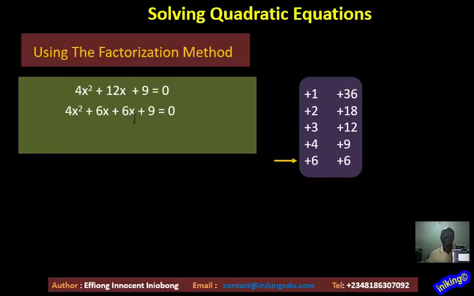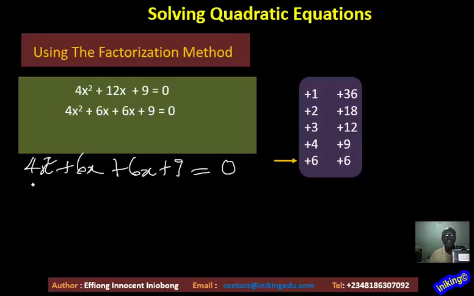So here we have what? Plus 6x plus 6x replacing what? Plus 12x. And we can then move from this. Since we have 4x squared plus 6x plus 6x plus 9 equal to 0, we factorize. Between 4x squared and 6x, what is common? Of course, you can see that x is common, yes. But what about between 4 and 6? Oh, 2 is common. Be careful there. So 2x is common. I take it out and I open the bracket.